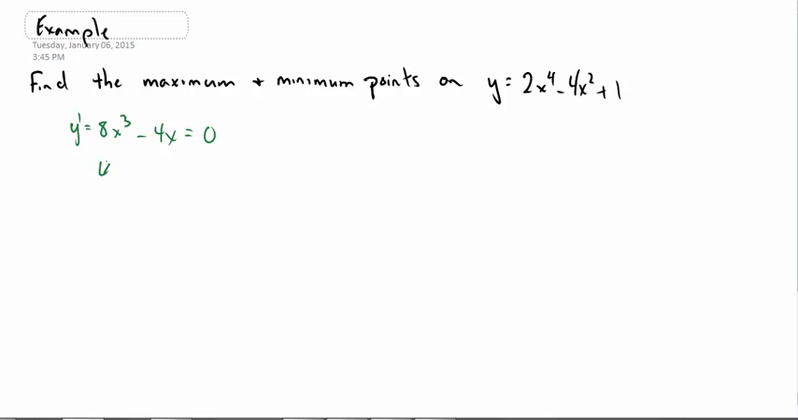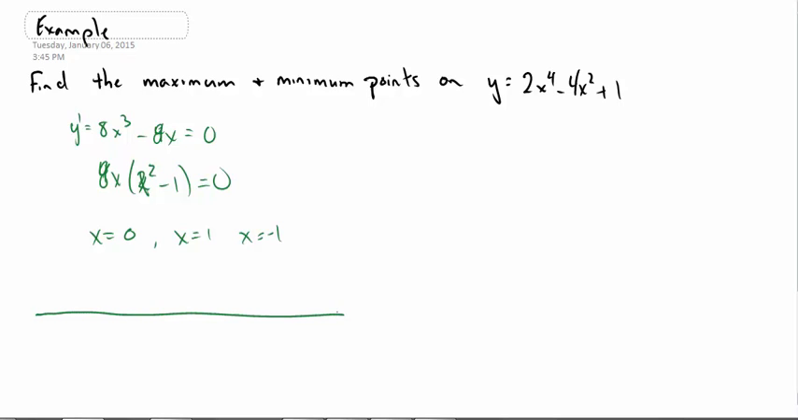So this is factorable. And that should be an 8. So this is x squared minus 1 equals 0. So x equals 0, x equals 1, x equals negative 1 are possibilities for maximums and minimums. These are what we call critical points or stationary points. Now we need to determine if they are indeed maximums or minimums or points of inflection. And to do that we can use what's called a sign diagram.